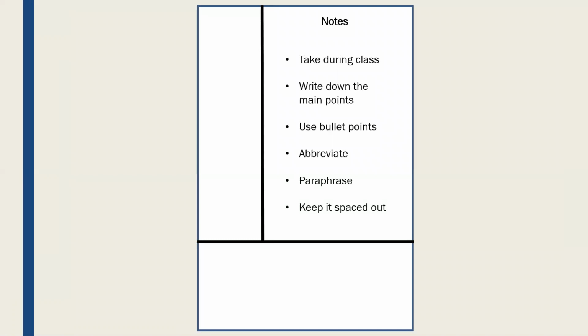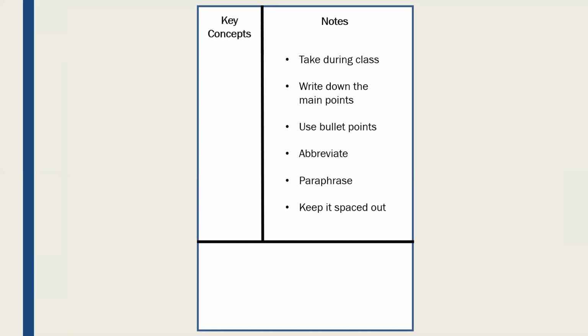So in order to achieve organized notes like that, you first want to divide your notebook page so it looks like this. Basically, it's kind of like an upside down uneven T-chart. So on the right-hand column, which is the bigger section, you want to take your class notes. So here you'll write down those main points, try and use bullet points, abbreviate, paraphrase, anything just to help ensure that you're not writing down everything word for word, and also just try and keep it spaced out and neat.